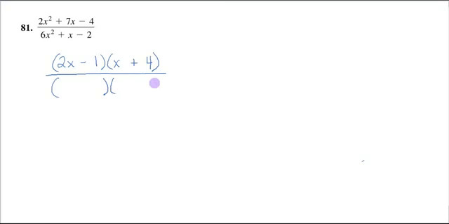And let's factor the denominator. 6x squared. Let's try breaking up 6x squared as 2x and 3x. And try breaking up the negative 2 as 1 and 2. Let's try and make this a plus and this a minus. So that gives us our negative 2 there. Check the middle. 4x minus 3x is 1x. So we have a 2x minus 1 that we can cancel, removing that factor of 1. And we're left with x plus 4 over 3x plus 2.